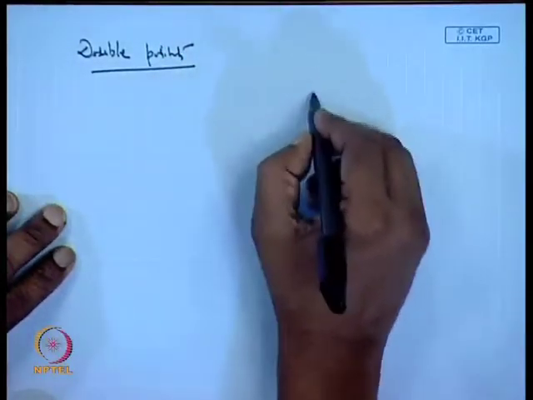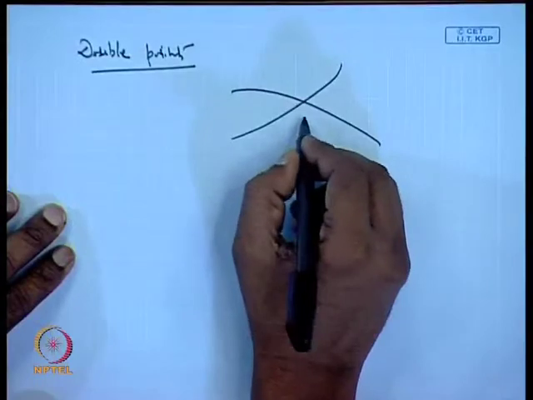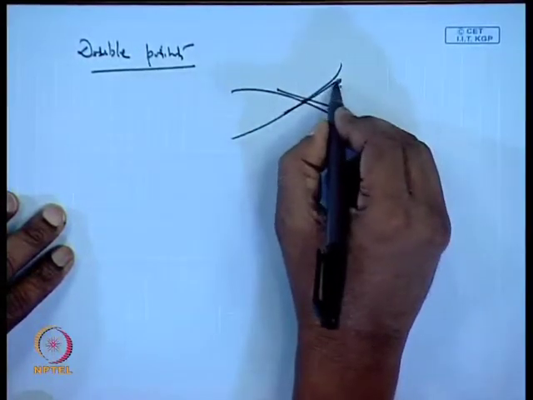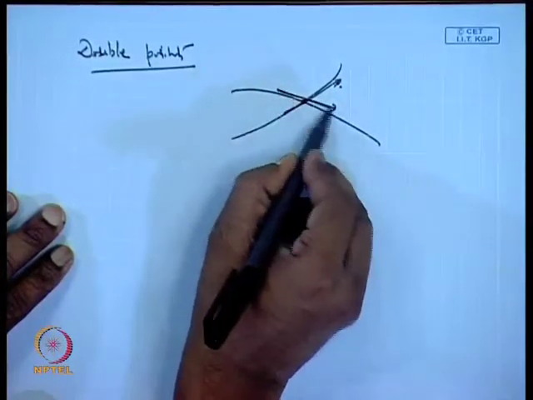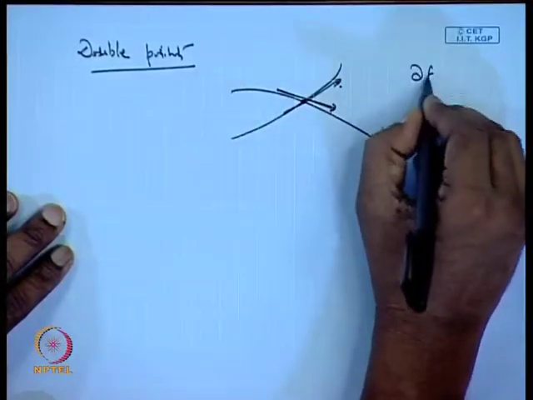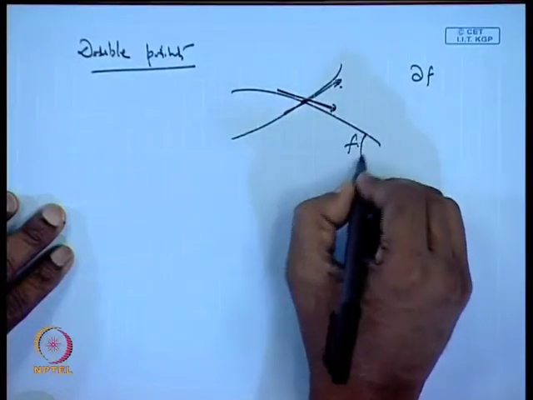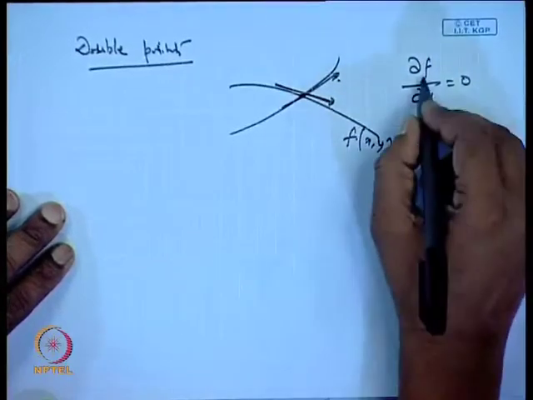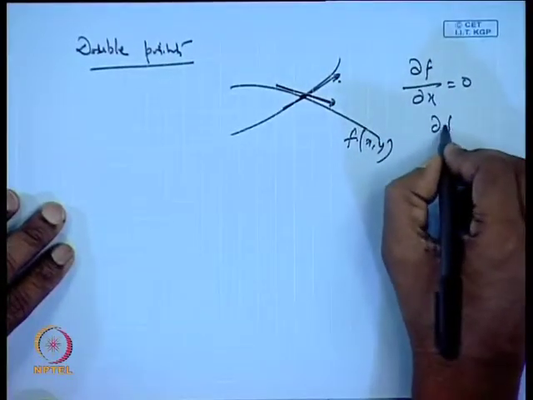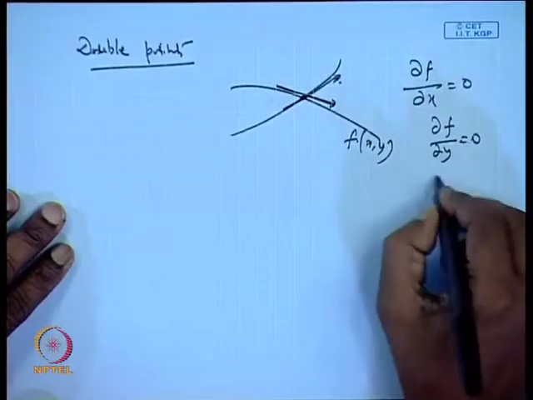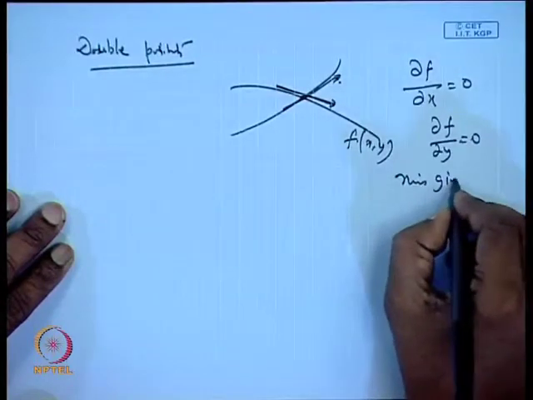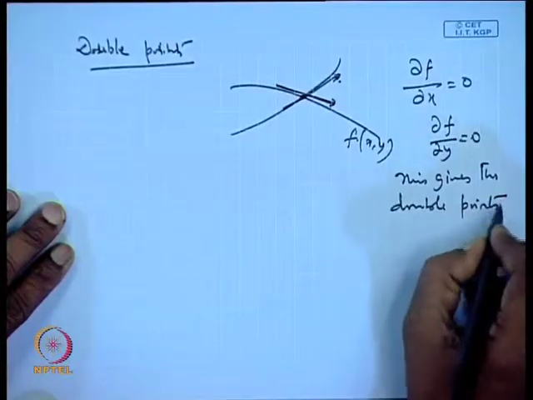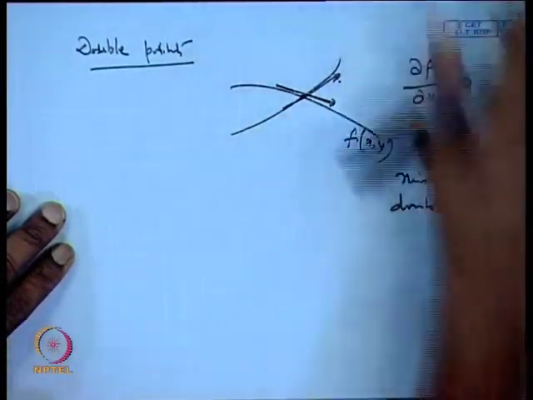Double points can be defined as follows: if a curve is given, this curve may intersect itself in a point. At that point we can have two tangents. So, if this curve is defined by f of x, y, then dou f by dou x equal to 0 and dou f by dou y equal to 0 gives the double points.